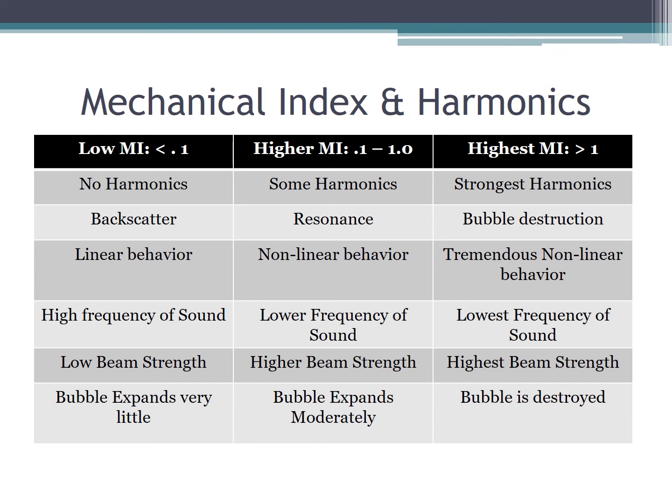So low mechanical index, we consider anything less than 0.1. When we're at the low mechanical index, we are not going to see any harmonics because those bubbles are going to act in a linear behavior. They're going to expand and shrink at a very predictable rate. So we are not going to get any harmonics from that. There'll be a little bit of backscatter behind the bubbles. So again, we're not going to get clear, crisp borders from those bubbles going in.